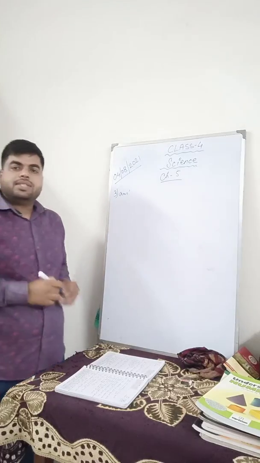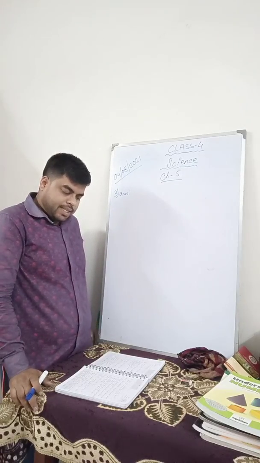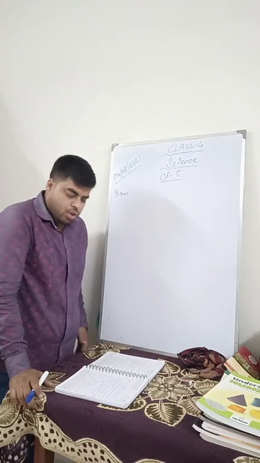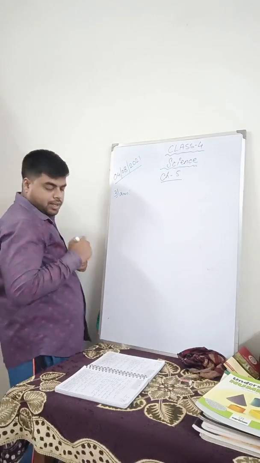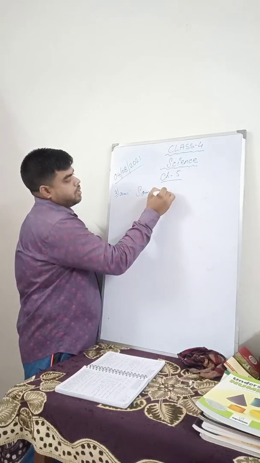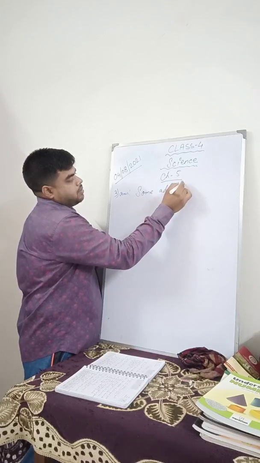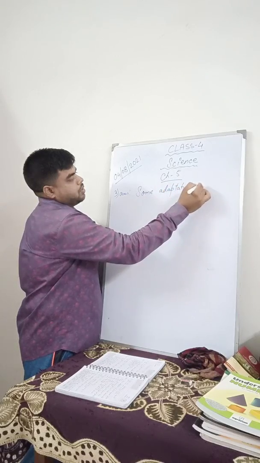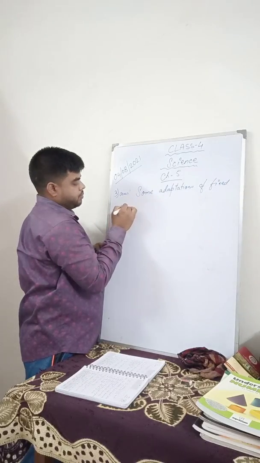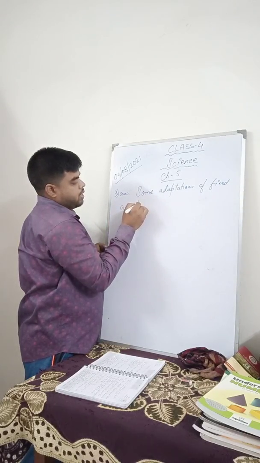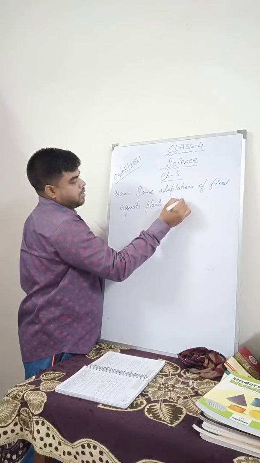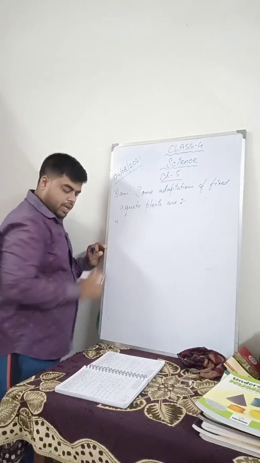Question number 3. In question number 3, they have said, state some adaptation of fixed aquatic plants. Name some of these plants. So, what are the adaptations that you can see in fixed aquatic plants? Some adaptation of fixed aquatic plants are. What are the adaptations?